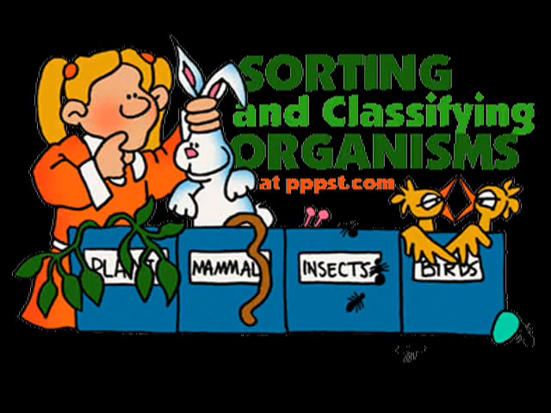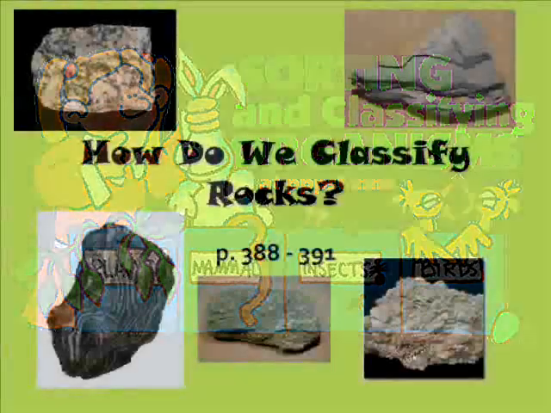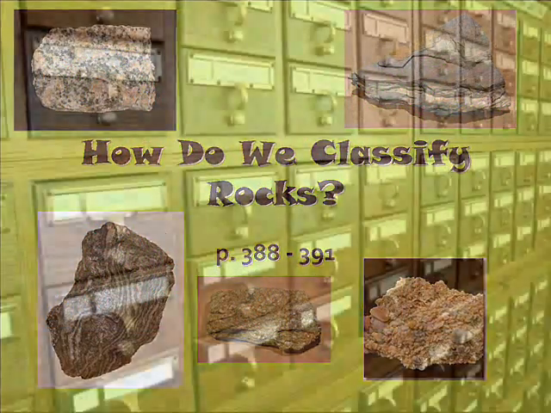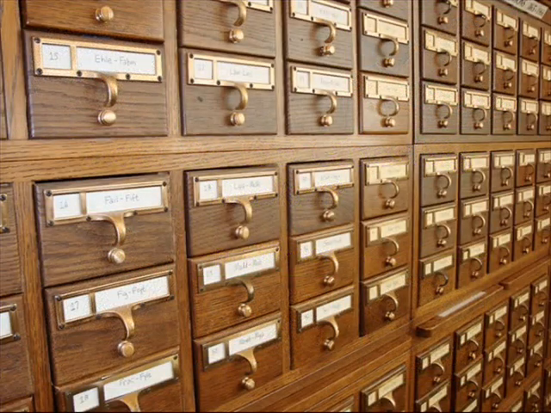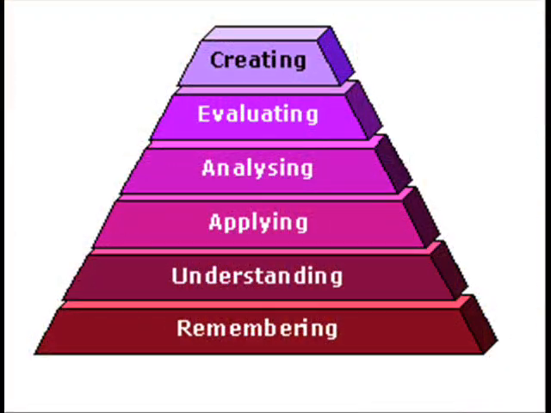Early on, we learn about classifying by putting different organisms into categories, or types of rocks into categories. And even the Dewey Decimal System in the library teaches us a little bit about how they've divided all the books in the library into different categories.